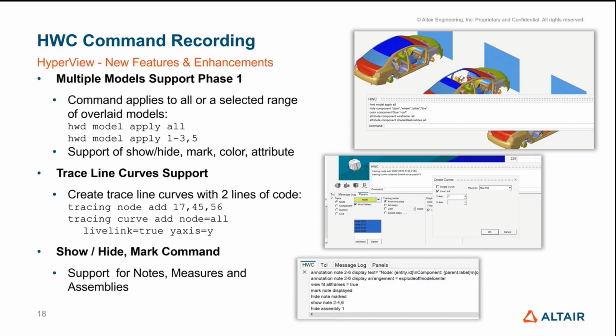And then the other item is that the show, hide, and mark commands have been enhanced to support nodes, measures, and assemblies. So in 2022.1, basically you had one command recorded for each node or each measure. Like if you change the visibility, it would record it for each node separately. Now changing the visibility of several nodes and measures will all be recorded in a single command, making the code much simpler and easier to understand.